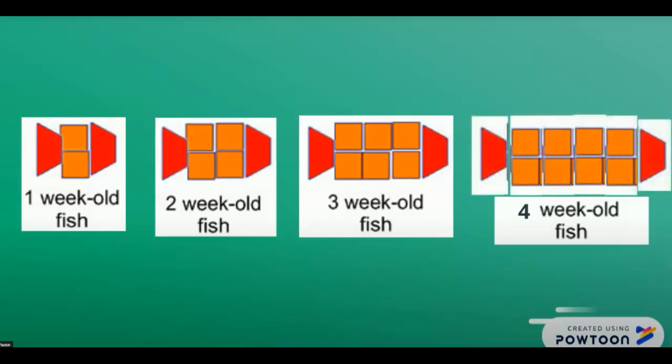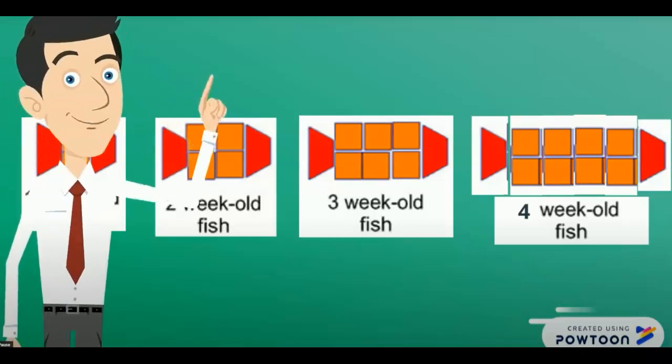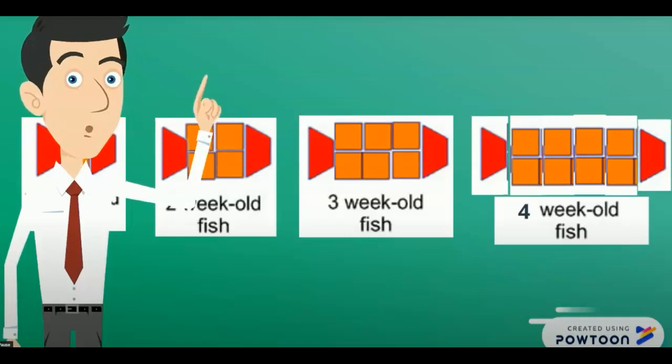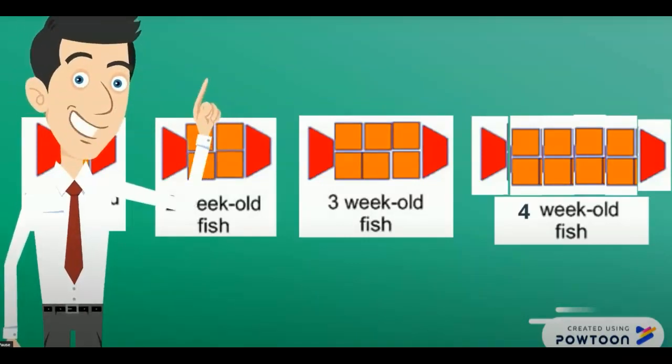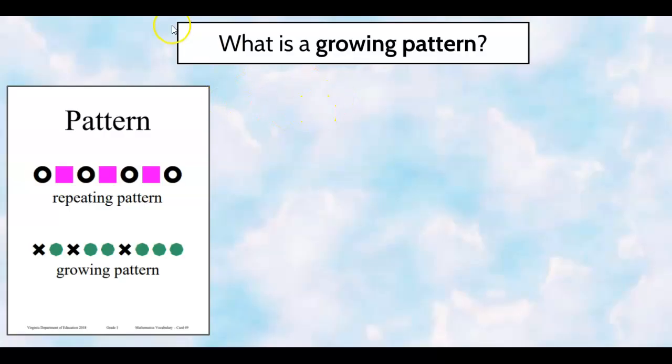So this time we're just looking at the orange squares because the red trapezoids stay the same. So when it's your turn, you need to be careful. Look at all the details of the shape. Not all the shapes will get bigger. So let's figure it out. What is a growing pattern?